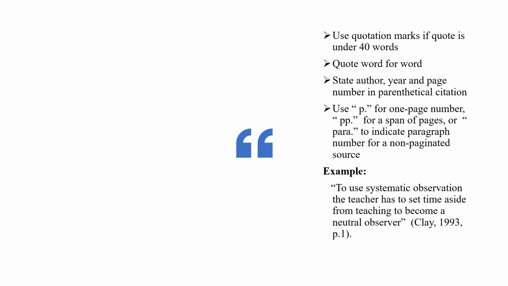Direct quotations utilize the same format for 1 to 2 authors or 3 or more authors on the previous slide. The main difference for direct quotes under 40 words are that they are marked by quotation marks and include the addition of page numbers or paragraph number for a non-paginated source within the citation. This example depicts a direct word-for-word quote with quotation marks followed by a parentheses with the author name, year, and page number. In this example, it is Clay, 1993, page 1.